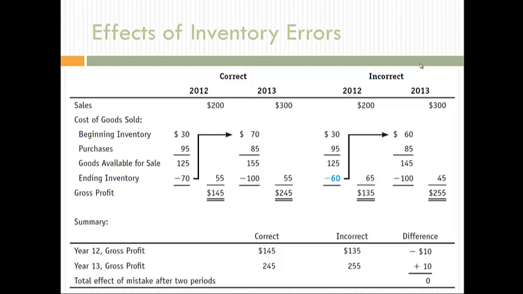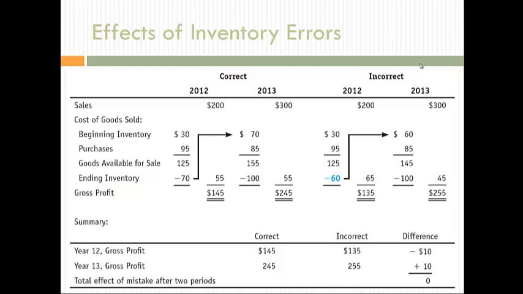Now let's look at what happens if we incorrectly count inventory and record it as 60 instead. So now we're looking at the example on the right hand side. You see 60 in blue. So our gross profit in 2012 decreases by 10, and this means gross profit is understated. It decreased by 10, so that means it's understated. Understated means it's less than it should be.